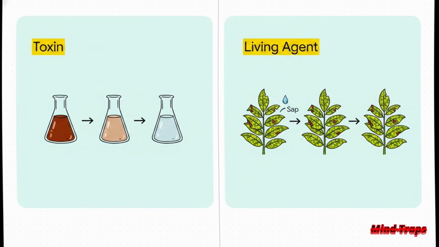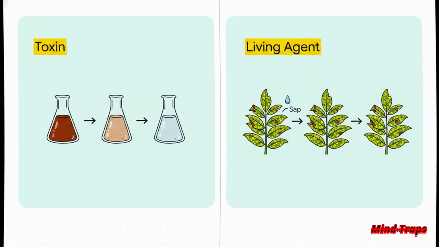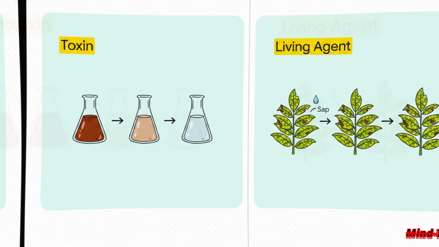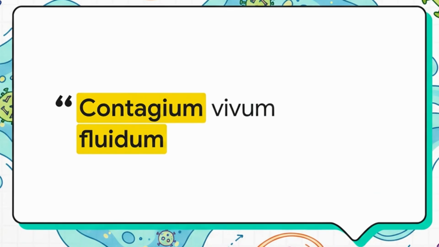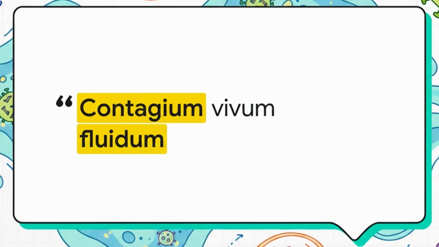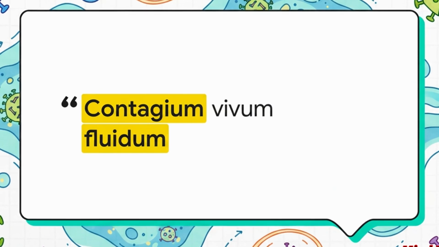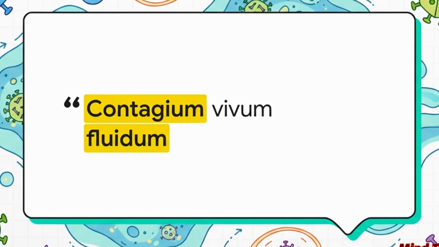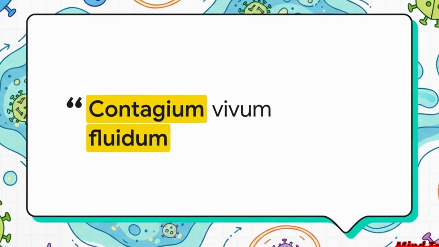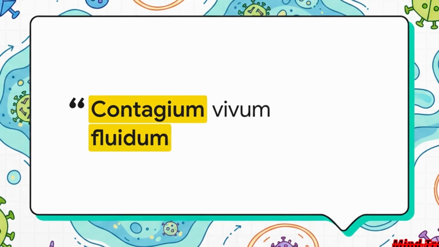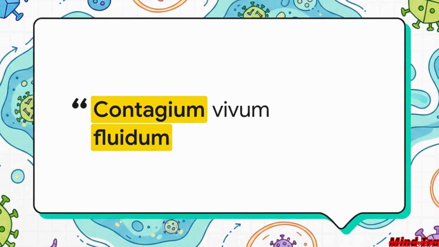That could only mean one thing. The agent was multiplying. It was reproducing. It had to be alive. So in 1898, Beijerinck makes this incredibly bold declaration. He says, look, this pathogen is not a cell. It's not a bacterium. It is something entirely new. He gave it this amazing name, contagium vivum fluidum, which is just Latin for contagious living fluid.